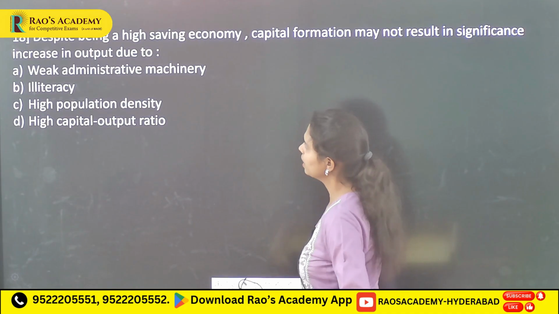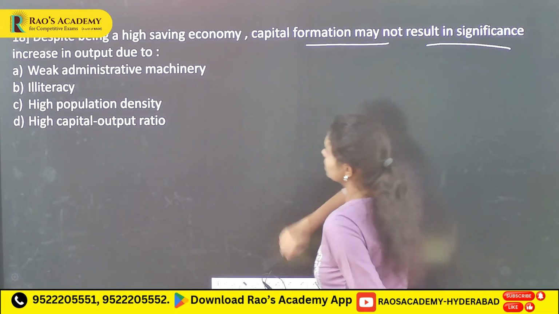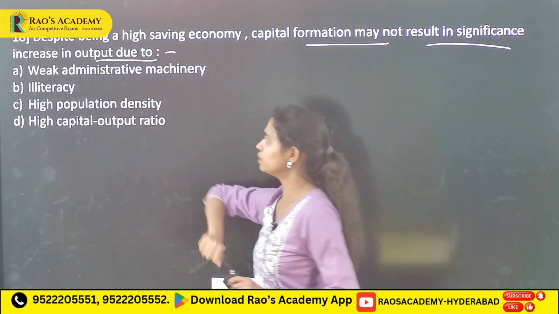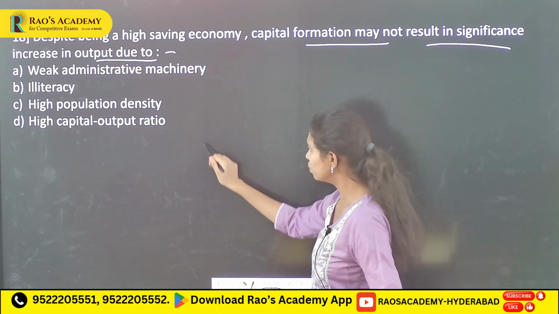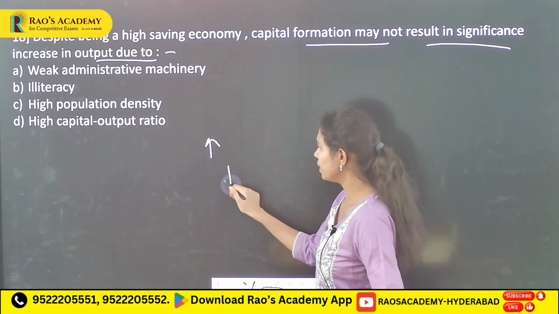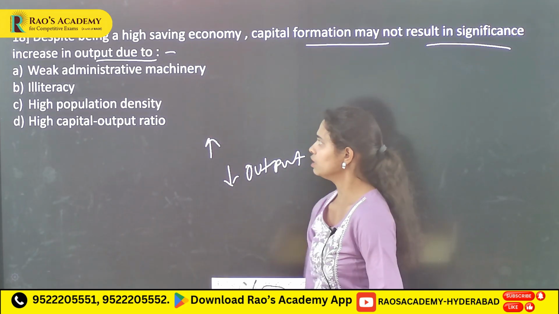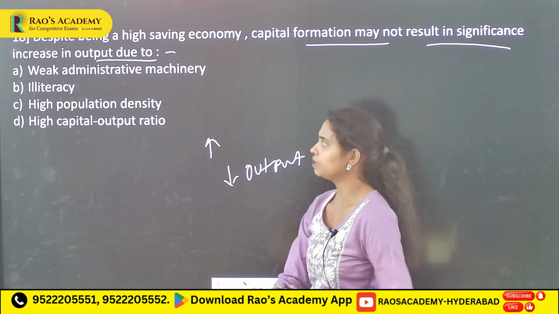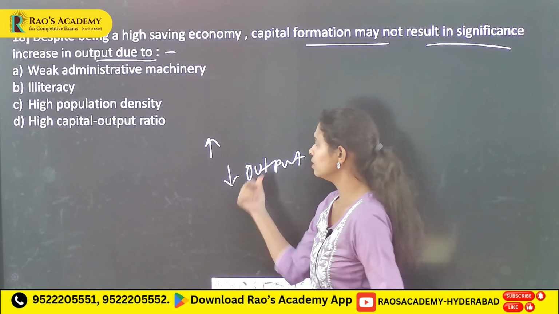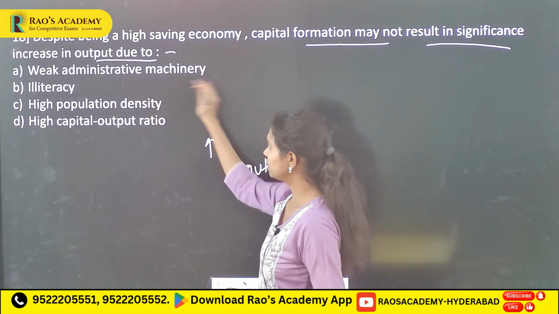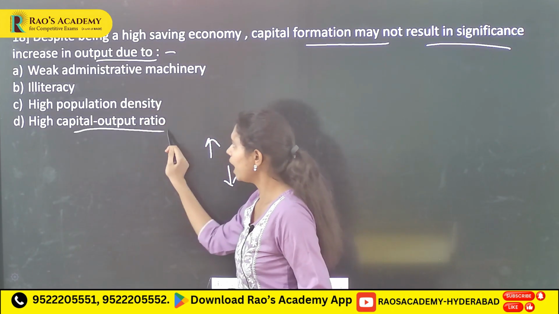The next one: despite being a high saving economy, capital formation may not result in a significant increase in output due to which of the following reasons. Here the question is that though India has a lot of capital, we have less output, due to which of the following reasons. So here it has given different statements. Even though you do not know the answer to this particular question, you can solve it through logic. If you see the options, they include the weak administrative machinery, illiteracy, high population density, followed by high capital to output ratio.